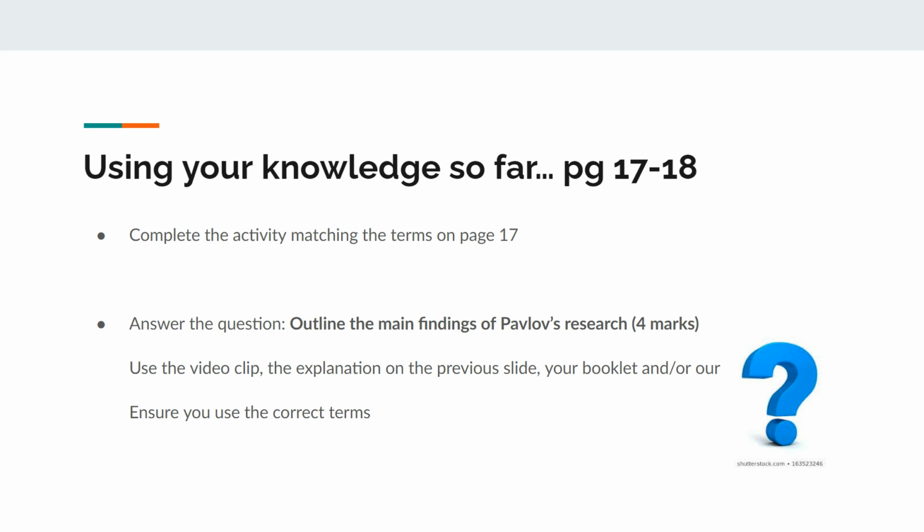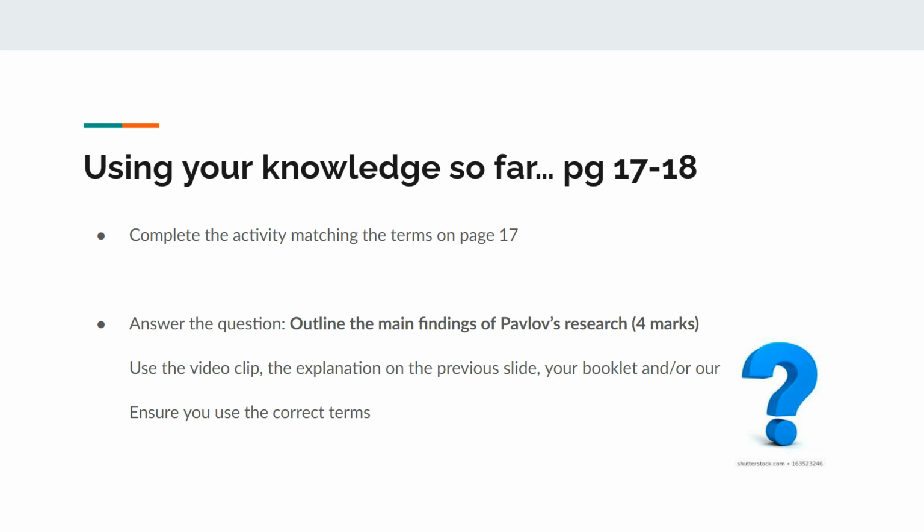So first off then, complete the activity on page 17. It's just matching the terms. So you've got the four main terms there and their different definitions. So just match those as a quick test of your learning. And then page 18 is a question. So using the knowledge you have gained so far, outline the main findings of Pavlov's research. So that's a 4-mark question.